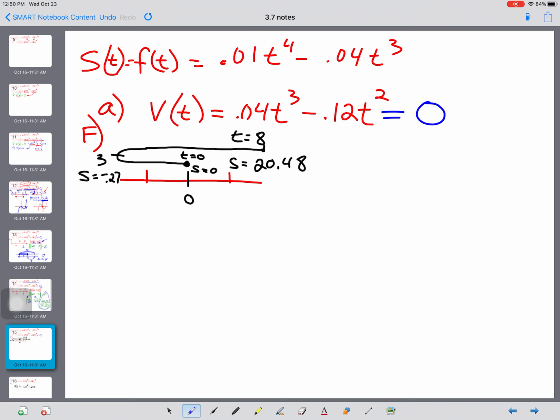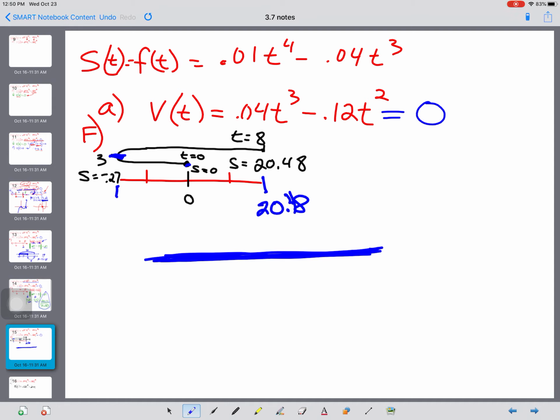Part F asks you to draw a diagram to illustrate the motion of the particle. So it looks something kind of like this. Now, this particle you could think of as just moving back and forth on the x-axis, but you couldn't see that very well. And so we do it kind of two-dimensionally, even though it's really just moving back and forth. So at time 0, it was at 0. At time 3 seconds, that's the moment when it stops and turns and comes back, I'm at -0.27. And then at time 8, I end up here at 20.48.